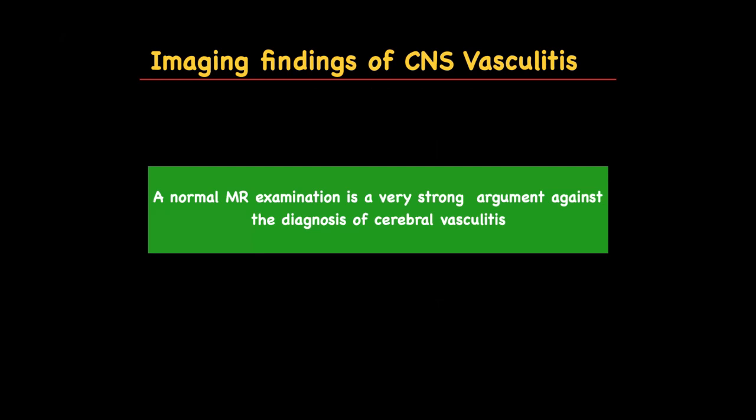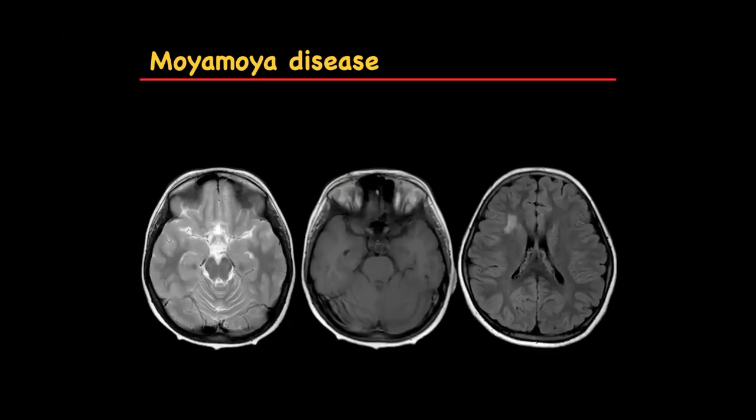So, okay, Ajay, can I ask you one question? This is from the audience. How to differentiate white matter changes in vasculitis versus demyelination?